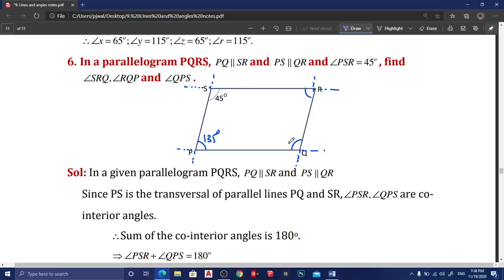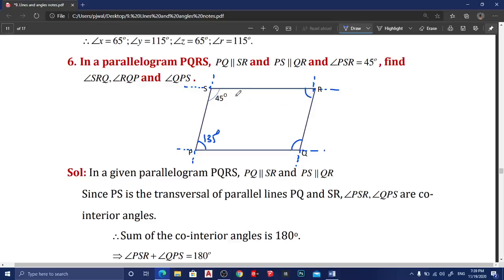If you observe, these two lines are parallel to each other, and this line will become the transversal. If you rotate this figure vertically, these two lines are parallel to each other, and this line will become the transversal. Now this angle and this angle will become the co-interior angles of this transversal line. So again you have to apply this co-interior angles property.